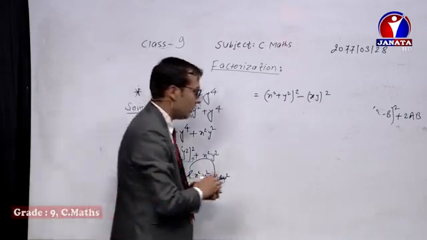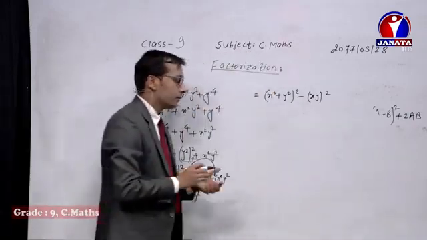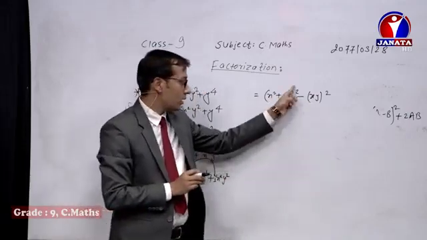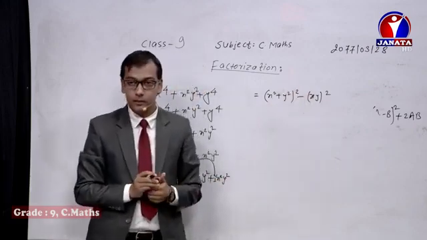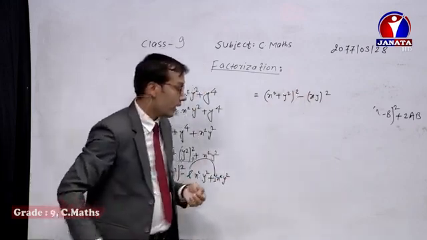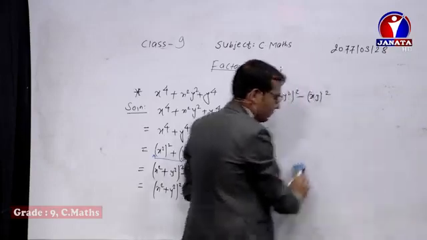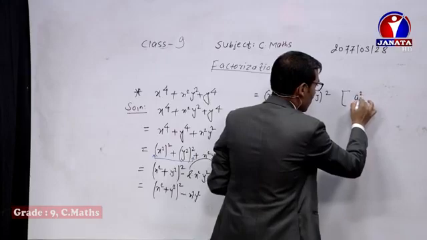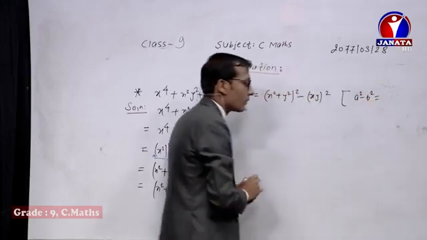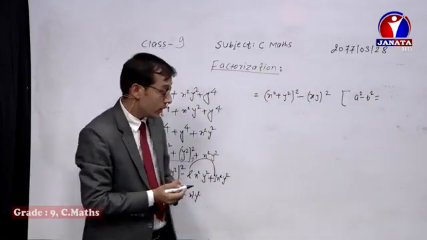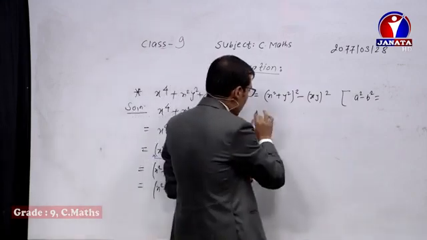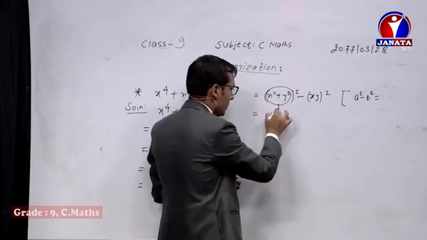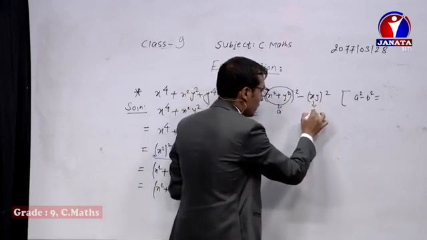So here also, again, this factorization seems like a square minus b square form. So we know the formula for a square minus b square. We can write here a square minus b square is a plus b, a minus b. So what is a? A is this x square plus y square, and this one is b.